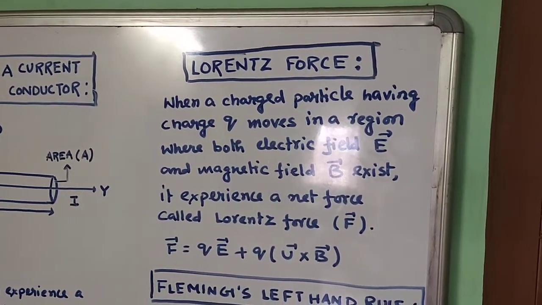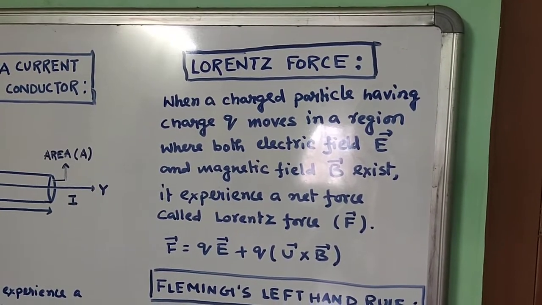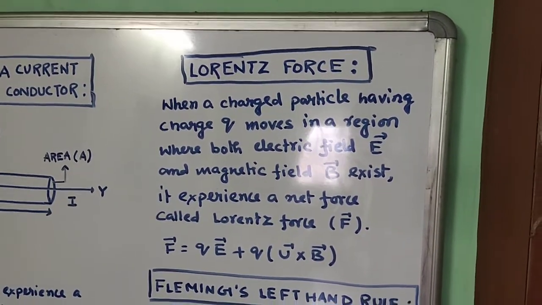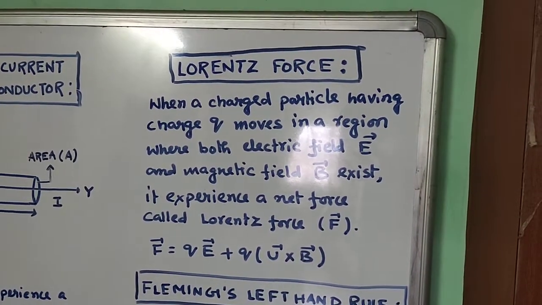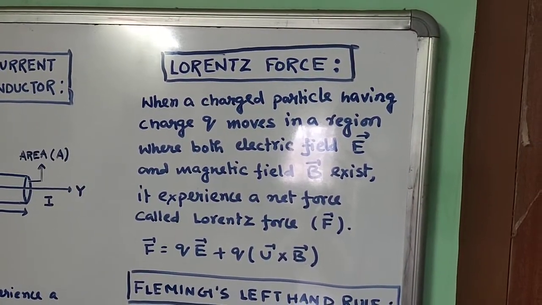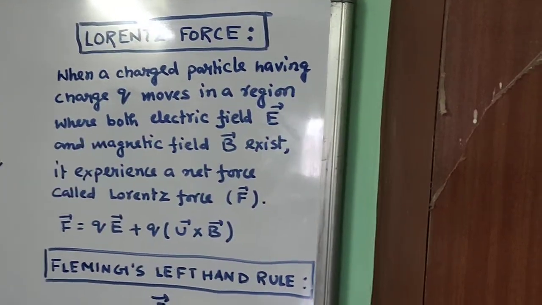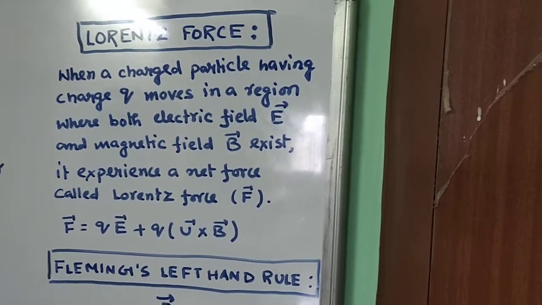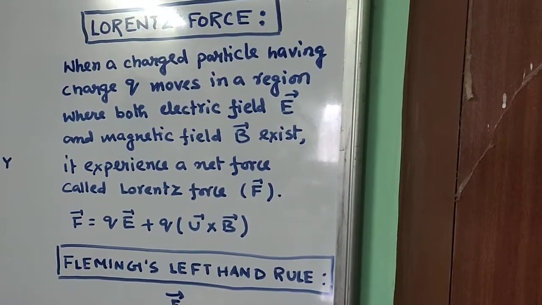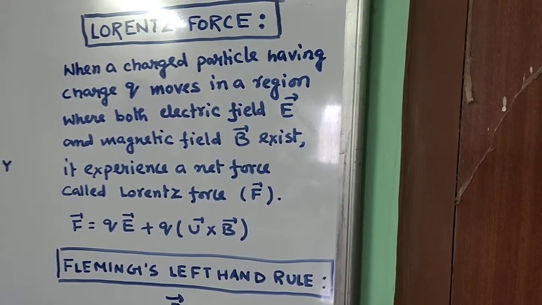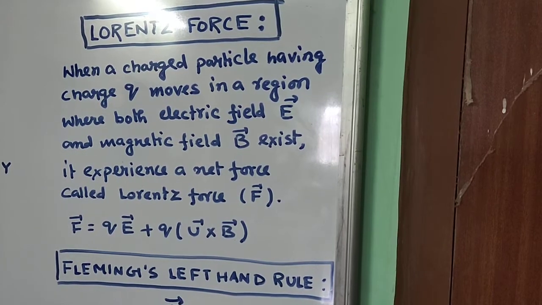So if a charged particle experiences both electric force as well as magnetic force, then the total force can be defined as the Lorentz force. Now let me read out what we have written. When a charged particle having charge q moves in a region where both electric field E vector and magnetic field B vector exist, it experiences a net force called the Lorentz force. And the Lorentz force is nothing but the sum of the forces experienced by the charged particle from the electric field as well as the magnetic field.